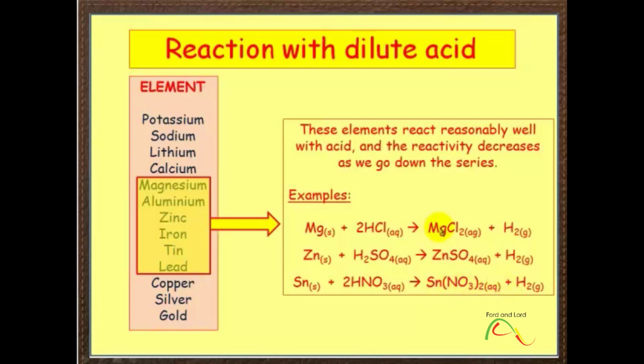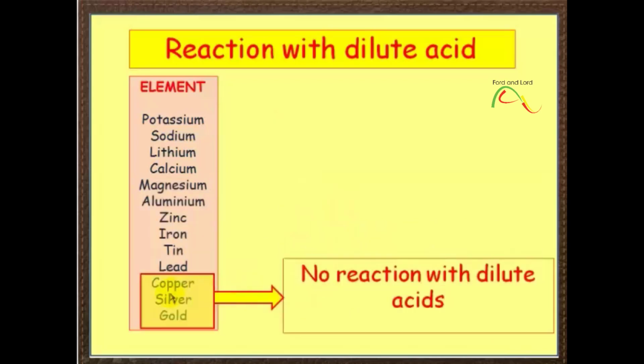Note the salts. From hydrochloric acid you always get the chloride, from sulfuric acid you always get the sulfate, and from nitric acid you always get the nitrate. Okay, so worth remembering those. And you've got it, these guys at the bottom here, they don't react with acids at all.